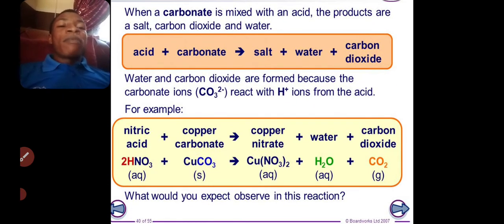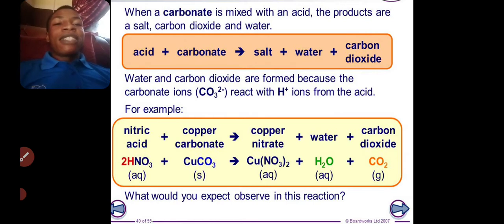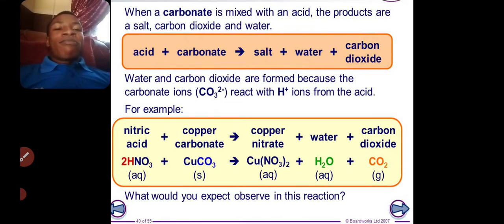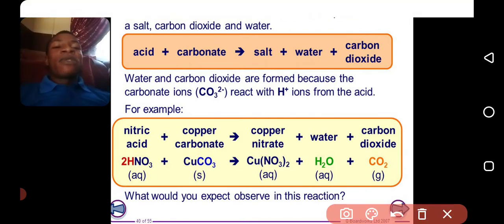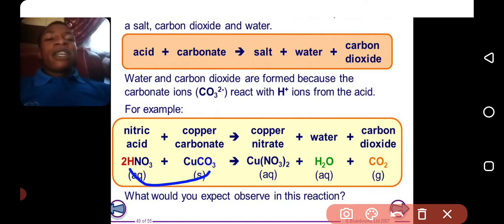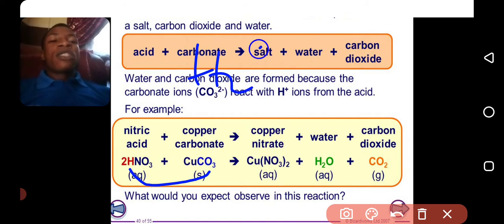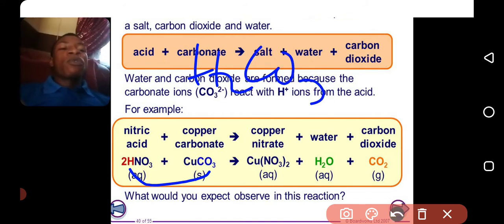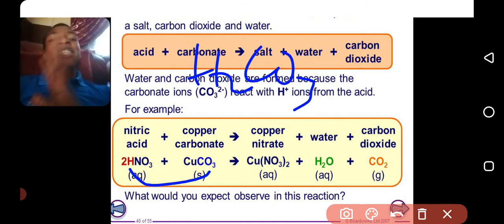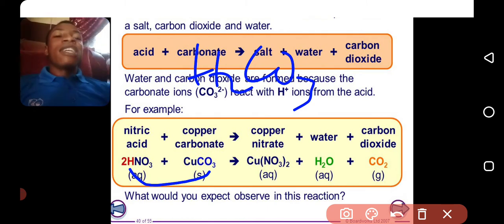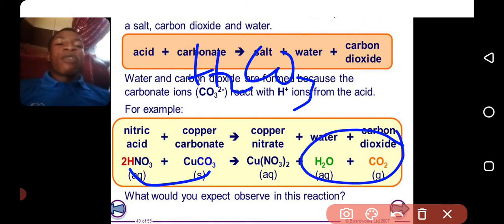So what we have been explaining is that acid will react with carbonate salts to give you salt plus water and carbon dioxide. So nitric acid is HNO3, copper carbonate is CuCO3. You see what will happen, the H will pick up CO3. That will give us H2CO3. And you know what normally happens to H2CO3? It spontaneously decomposes by itself into water and carbon dioxide.